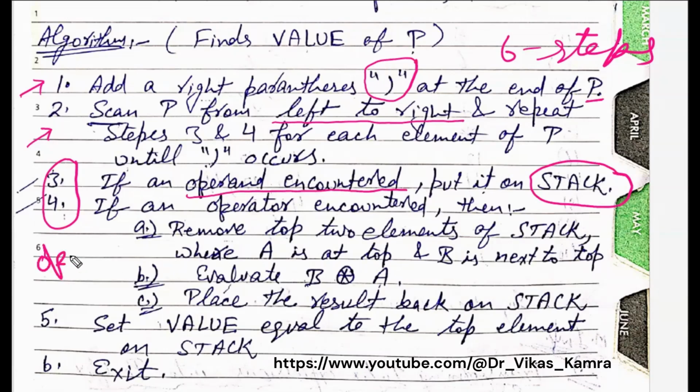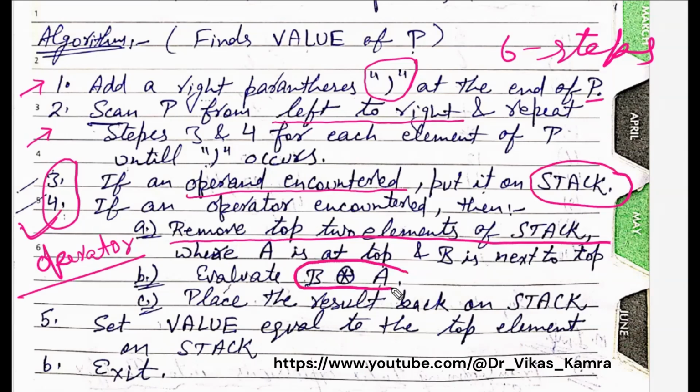And if an operator is coming, then step 4 will be helpful. What you have to do if an operator is coming, you need to remove the top 2 elements of the stack, then apply the operation on both of those elements, meaning the operator which is coming, you need to apply that operator on the top 2 elements which are popped from the stack. And last, you need to push or place the result back onto the stack. So there are 3 sub-steps in step 4.